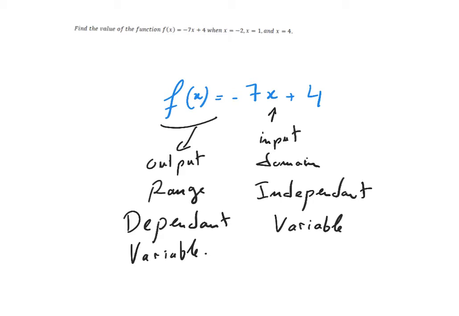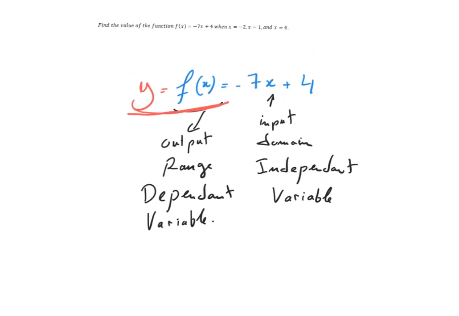So if you have x equals negative 2, we have to solve f of negative 2. If you have x equals 1, we have to solve f of 1. So y depends on x, and f(x) is the same thing as y. Just to remind you, all y represent the output, or the range, or dependent variable. So let's go back to our problem here.